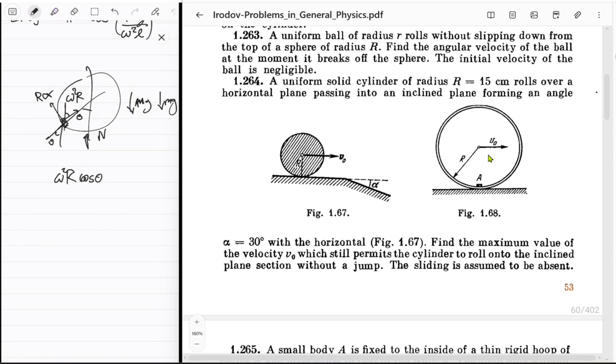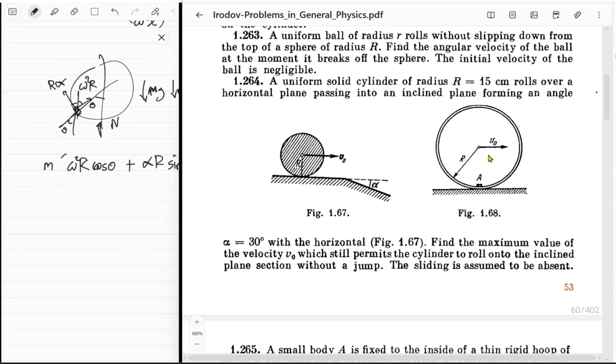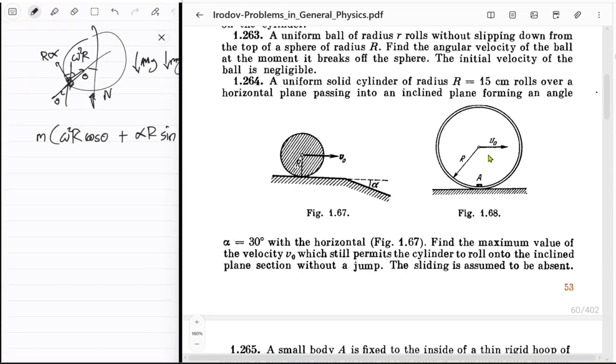All right, and then you got this. This is going to be sine theta. We know that. So just alpha r sine theta. But the thing is, this is times our small m. So that is the net force. And this will just be equal to the normal force minus mg minus mg.